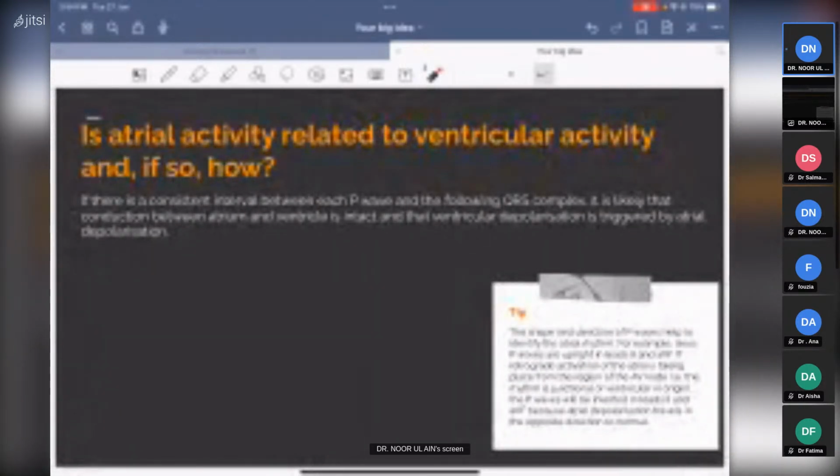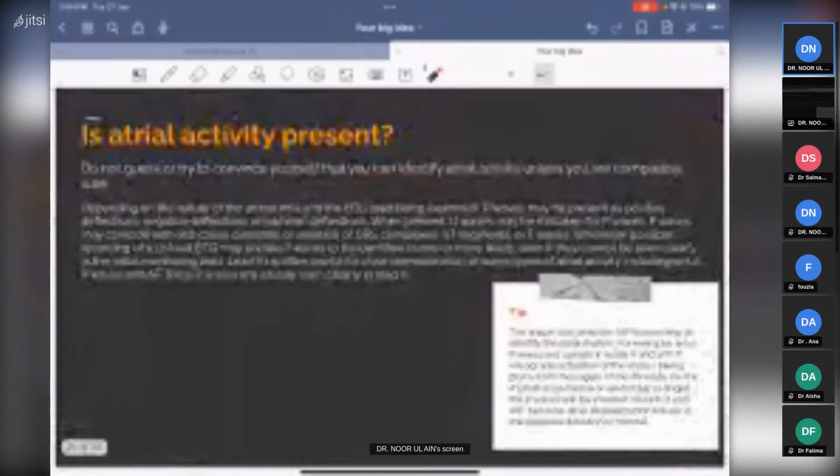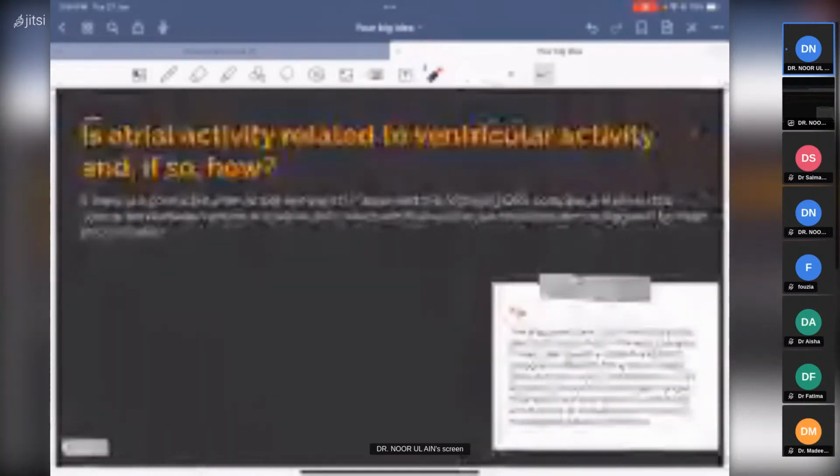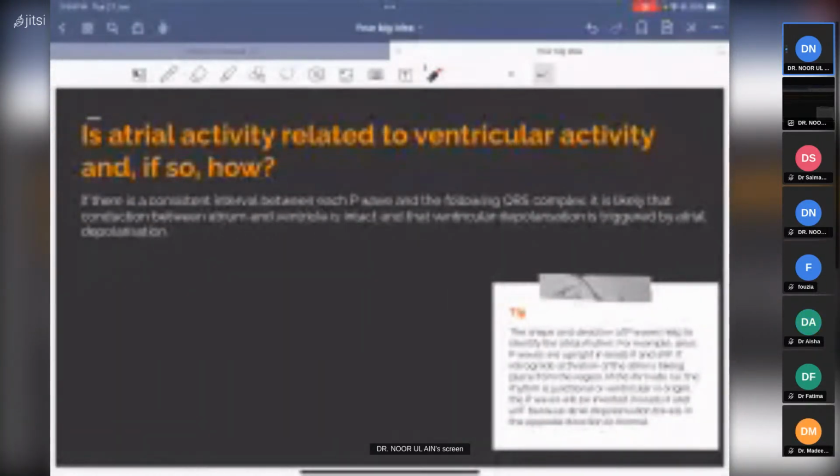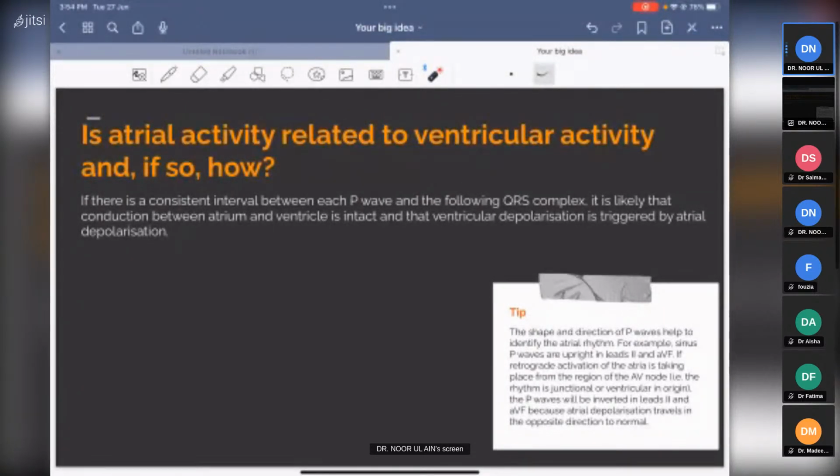Why is my screen so blurry? Is my screen blurry or is my net bad? Next question and your last question finally. If you do see atrial activity, blurred, right? Or am I also seeing it very blurry? Second, I think my net is okay. It's better now, right?